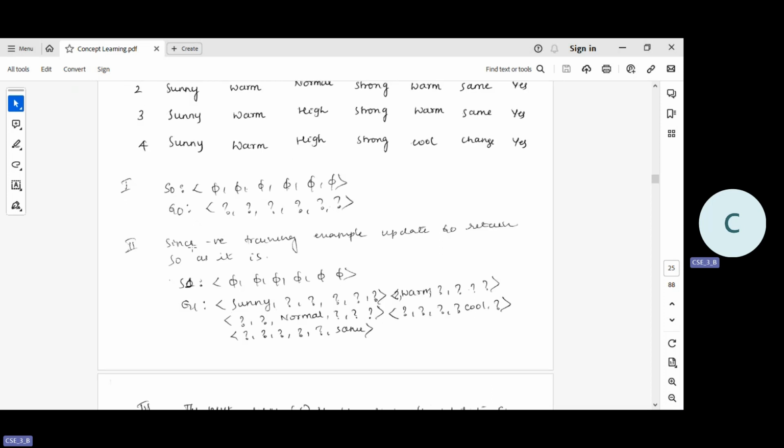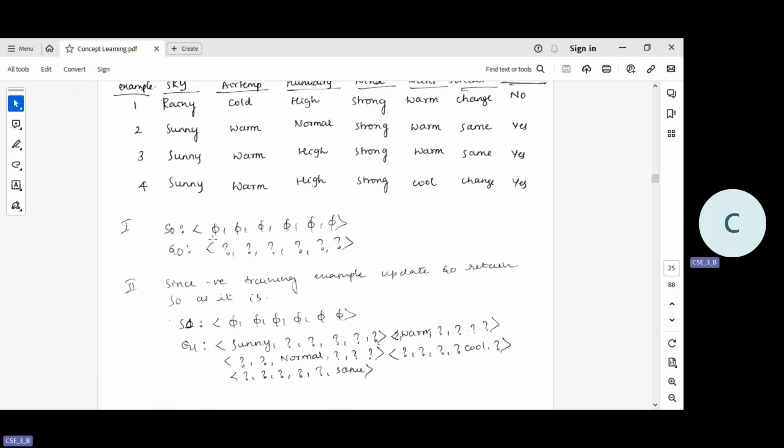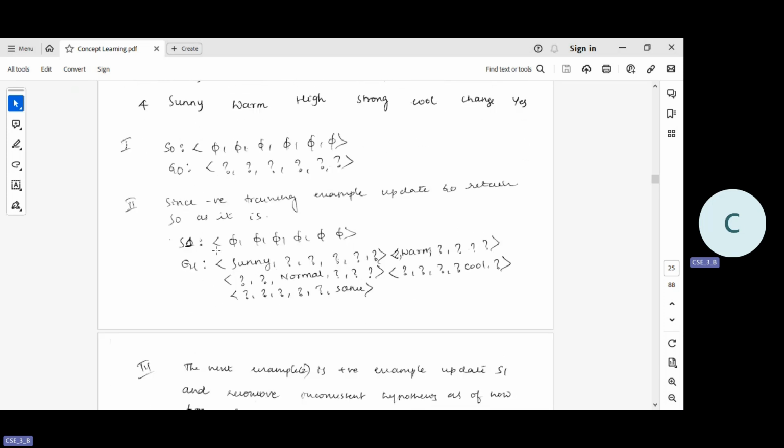When we go from the initial iteration to the first iteration, we can observe there is a negative training example. So what we have to do is update the generic boundary, while we retain the specific boundary as it is. What we are going to do is write all the hypotheses. So we can observe how we can do that.